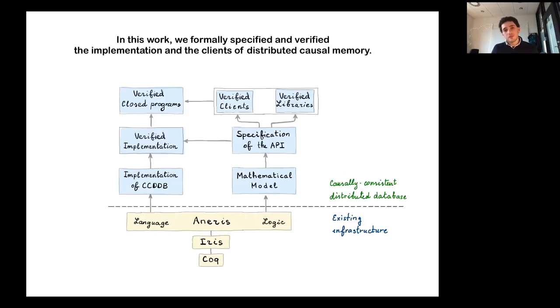Programming distributed systems is challenging and error-prone. In this work, we specified and verified the implementation and the clients of distributed causal memory. Our development is built in the Coq Proof Assistant on top of Aneris, a framework for node-local reasoning about ML implementations of distributed systems. And in this talk, I'll give a brief overview of some key aspects of our work.